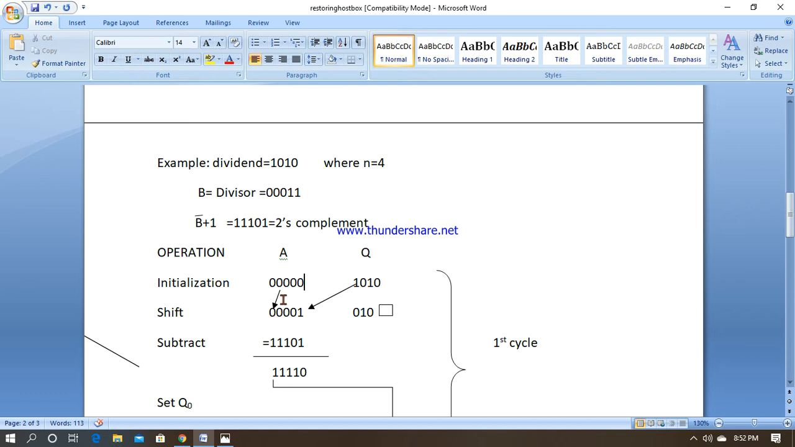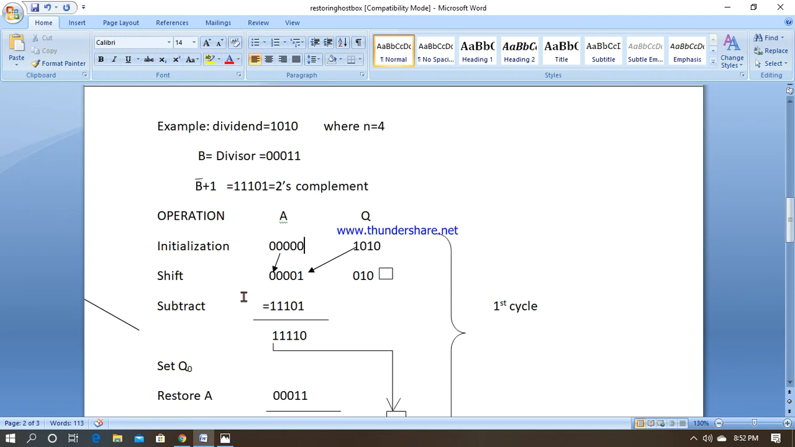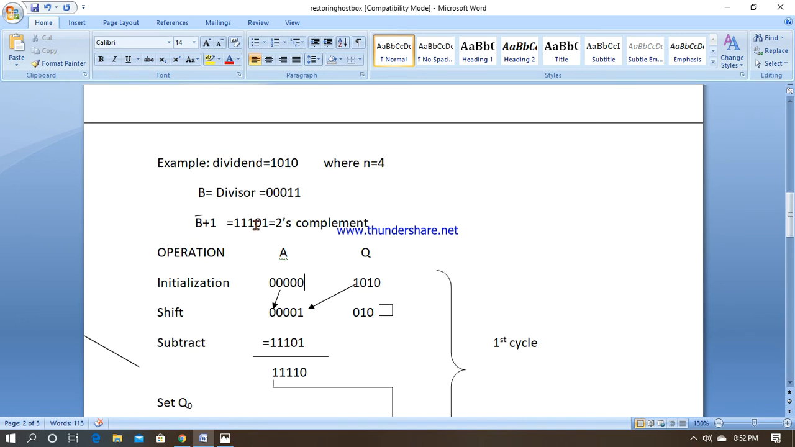If you do a normal shift, what happens? Ignore the first bit, so start from here. 0000 followed by 1010, and this is the time to select the 2 bits. Then we go for subtraction, based on the flowchart only. Subtraction, what is the answer? 111. So instead of A minus B, you can write B's value 11101.